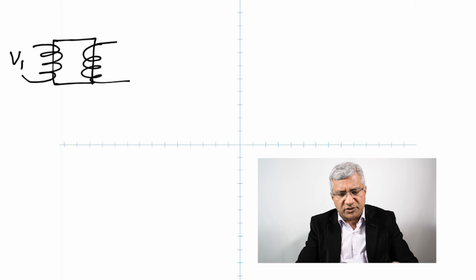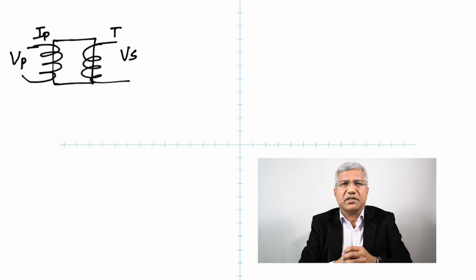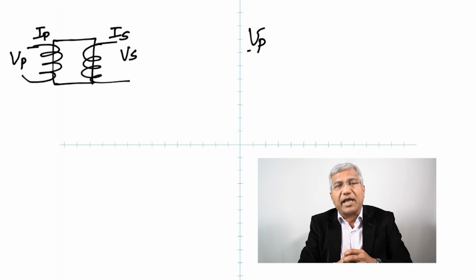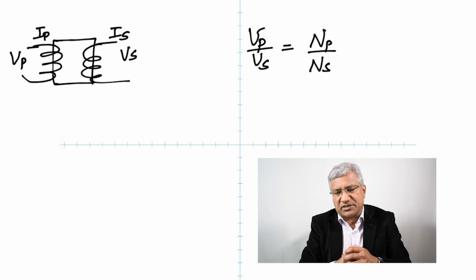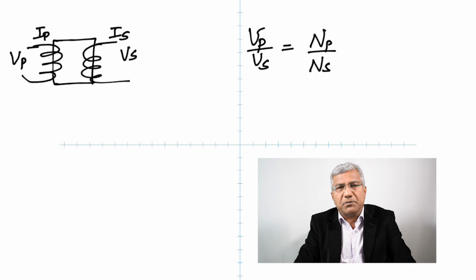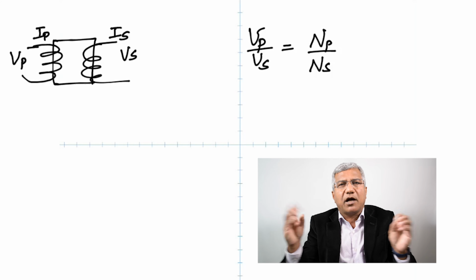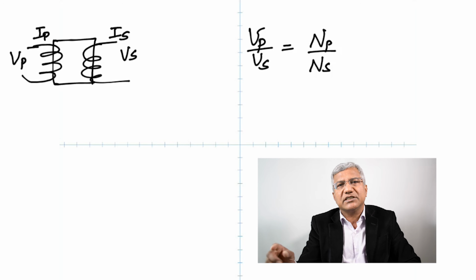What are the formulas you need to remember? Vp and Vs are the voltages on primary and secondary. Np and Ns are the number of turns on the primary and secondary. Here is a direct ratio. Vp by Vs is equal to Np by Ns. Easy to remember. So if it's a step-up transformer, then the secondary voltage is bigger. If it's a step-down transformer, then the primary voltage is bigger.